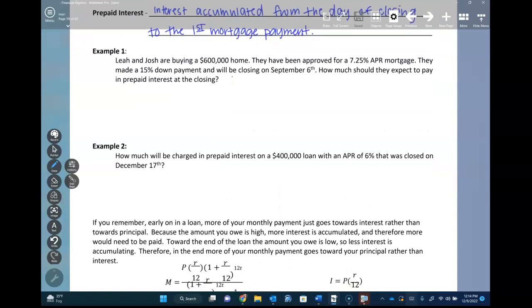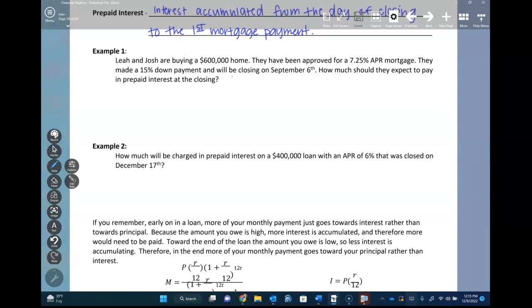Here's our first example. Leah and Josh are buying a $600,000 home. They have been approved for a 7.25% APR mortgage, which is very high. So hopefully when you guys buy your home, it's not quite that high. They made a 15% down payment and will be closing on September 6th. How much should they expect to pay in prepaid interest at the closing?